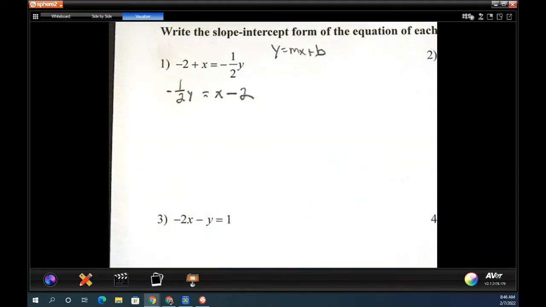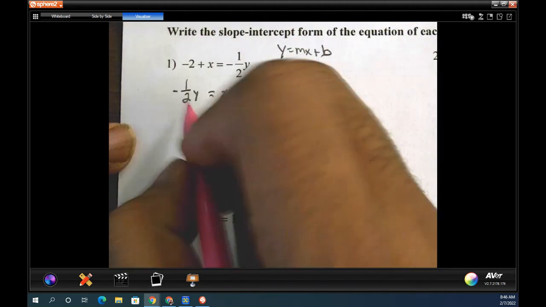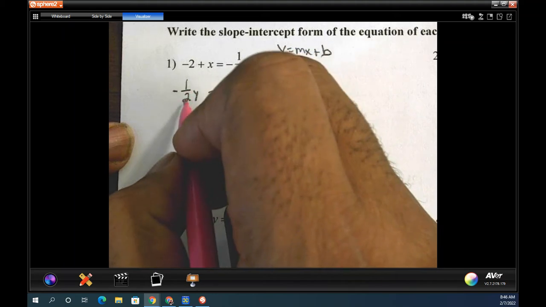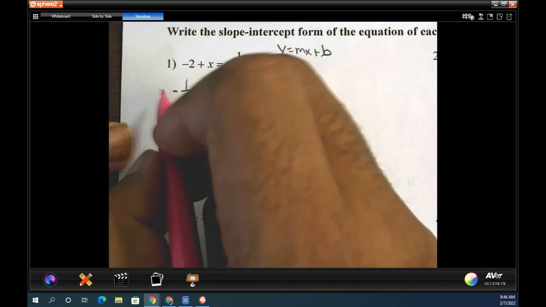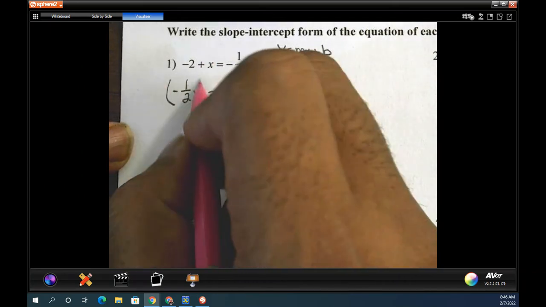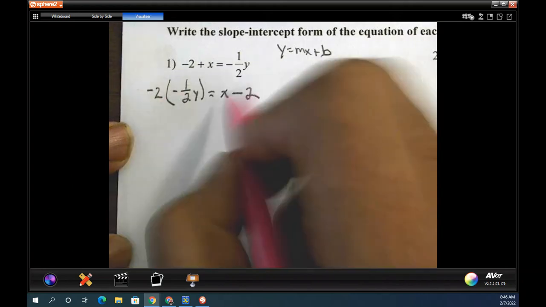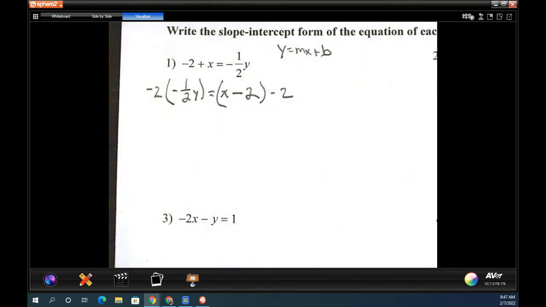Now, we haven't talked much about it. This is a fraction. I know we usually divide by the coefficient, but when it's a fraction, multiply by the number that's in the denominator to get rid of the fraction. So we're going to multiply everything by -2. We're just going to do that.